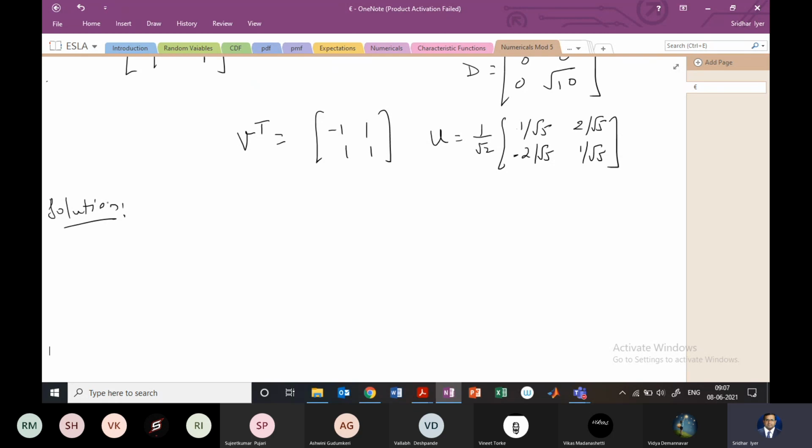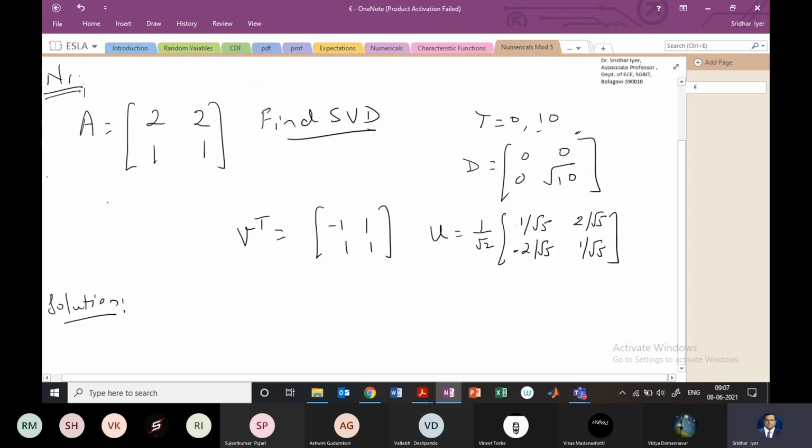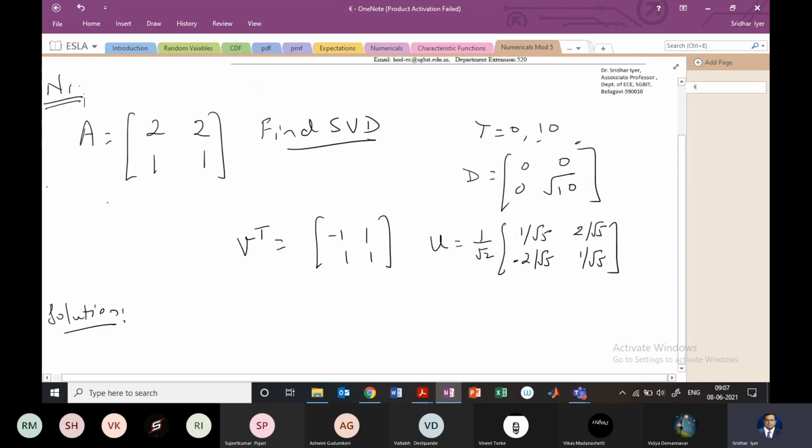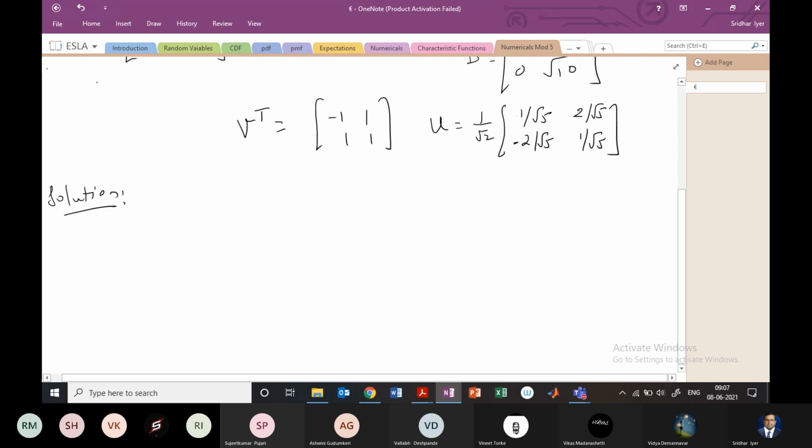We need to conduct the singular value decomposition of A, which is 2, 2, 1, 1, right? So as the first step, we need to find A transpose. I'm hoping that you're looking at the matrix, right? So A is 2, 2, 1, 1. Therefore, A transpose will be 2, 1, 2, 1.